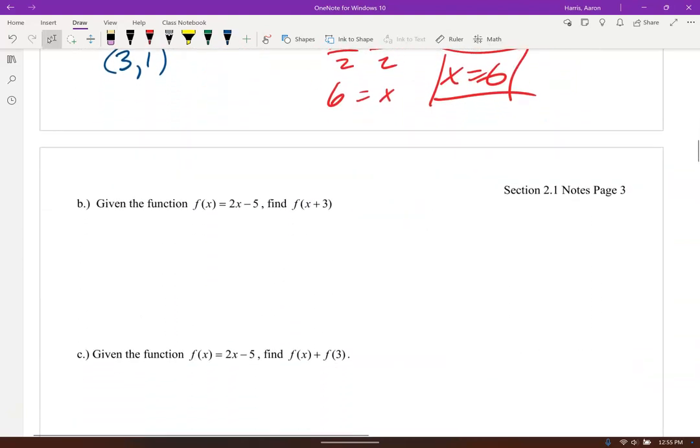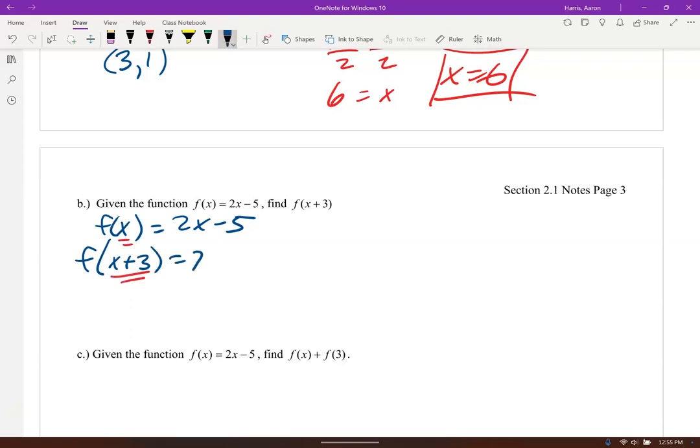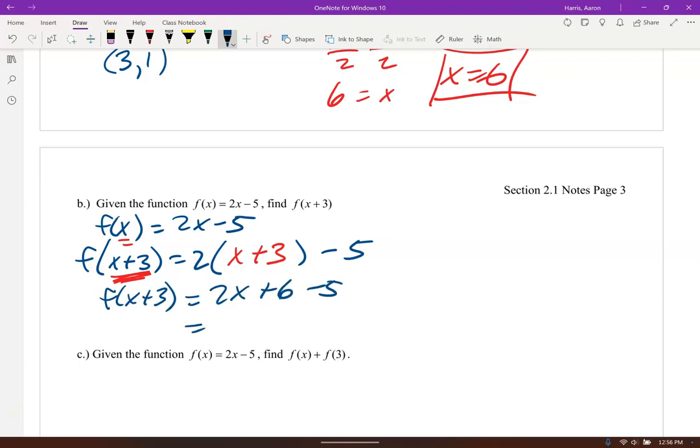Let's do some more function notation here. We have f of x equals 2x minus 5. And they want f of x plus 3. So now we're plugging in x plus 3 in for x. So we have 2, but what goes in there? x plus 3 goes in for x. x plus 3. And then we just clean that up. So we got 2x plus 1.